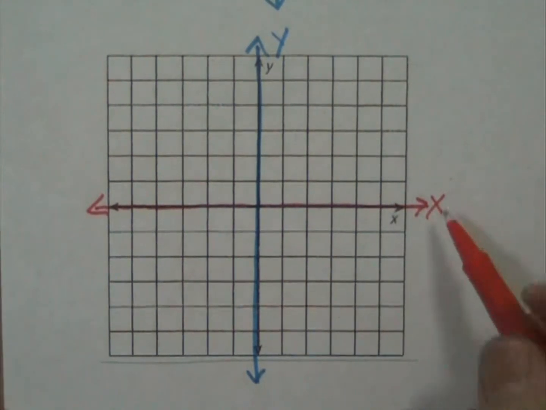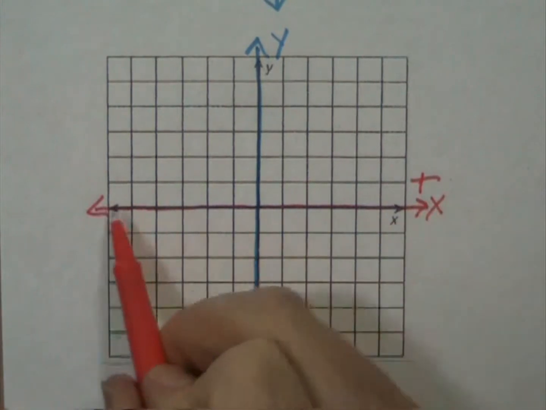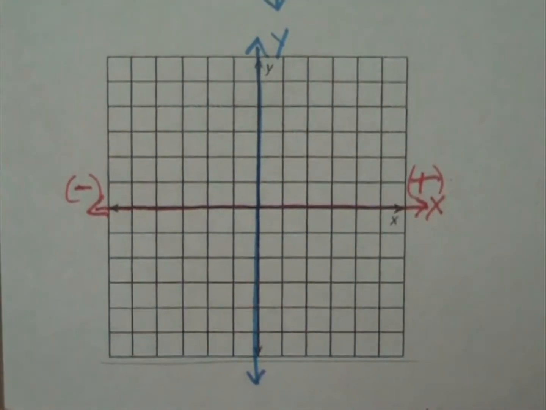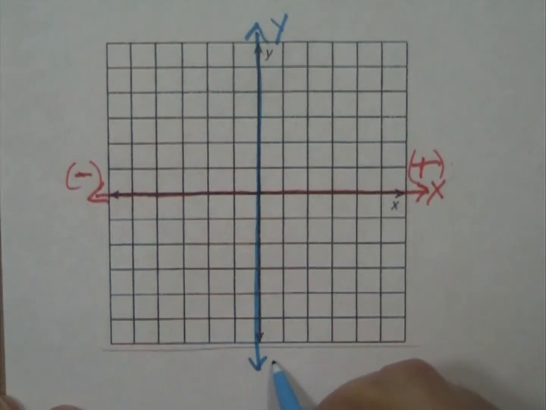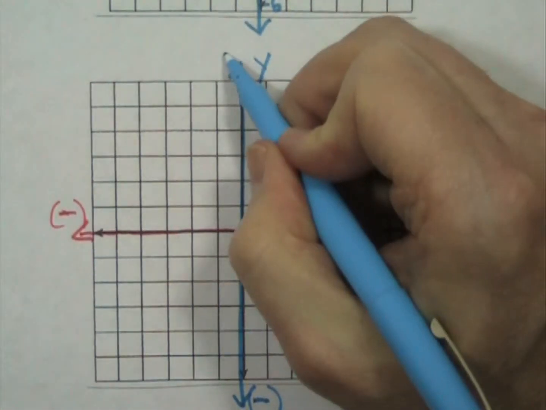Now notice that the x over here, this is positive. And on the other side, you know, it's negative. Okay, and on the y-axis, this down here is negative. And up towards the top part, it's going positive.